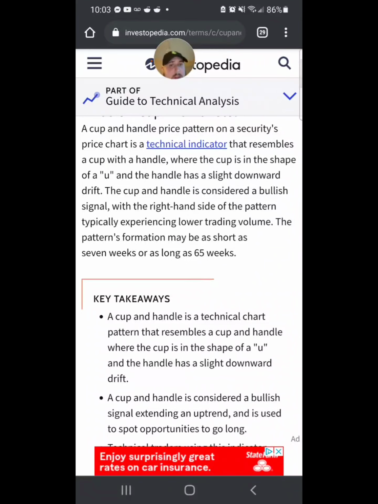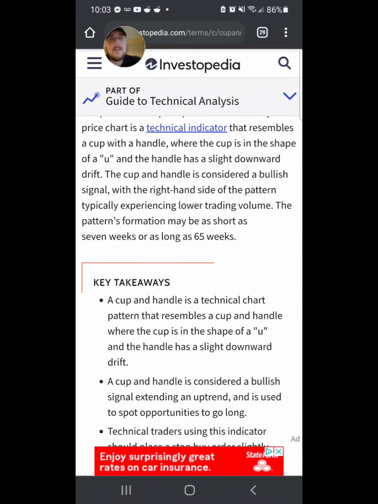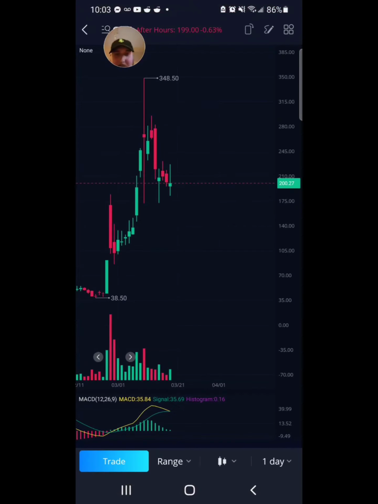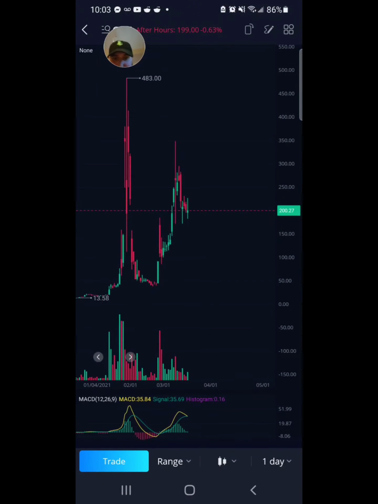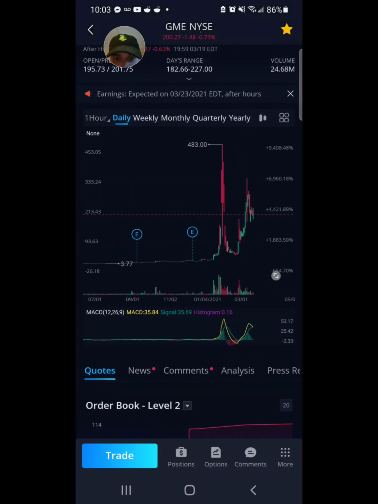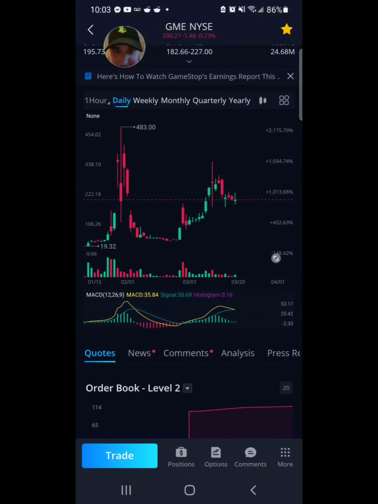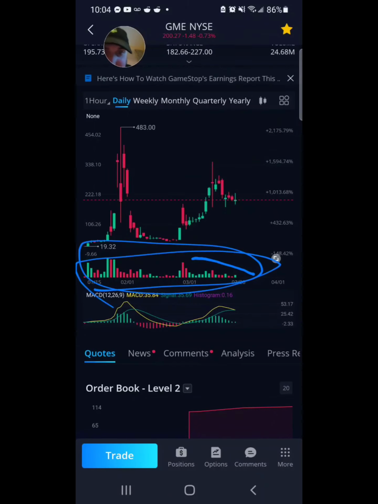The cup and handle is considered a bullish signal, like I just said, with the right hand side of the pattern typically experiencing lower trading volume. Okay, so that's a key phrase right there. Typically experiencing lower trading volume. So if we go back to the charts here, let's take a quick look at this. All right, let's just go back here. All right, so if you look at this bottom chart, we can see right here the steady decline of volume. This is the volume chart right here. This is the volume chart, okay?